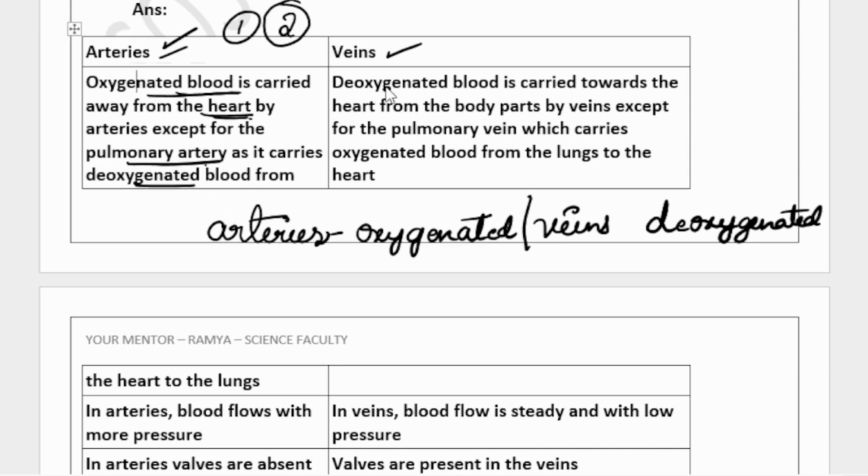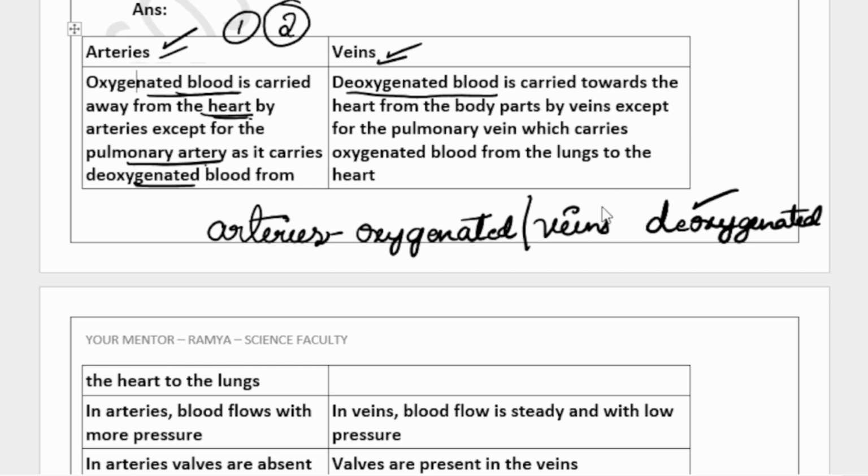Similarly, when I talk about veins, what do veins do? Veins carry deoxygenated blood from all the parts of the body back to the heart. They carry the deoxygenated blood from all the parts of the body back to the heart.